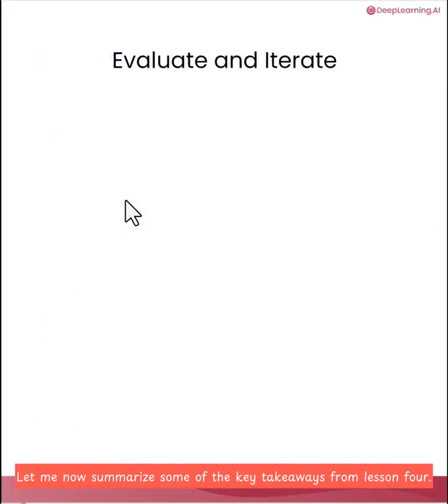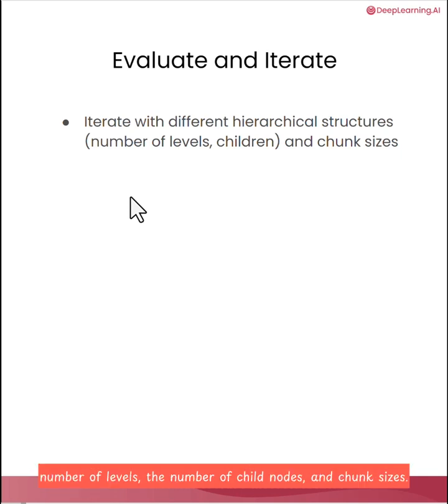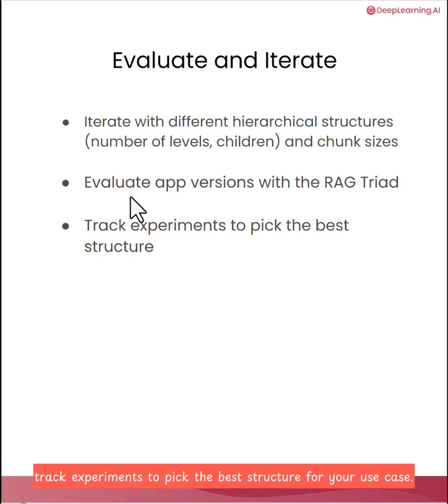Let me now summarize some of the key takeaways from lesson 4. We walked you through an approach to evaluate and iterate with the auto retrieval advanced RAG technique. And in particular, we showed you how to iterate with different hierarchical structures, the number of levels, the number of child nodes, and chunk sizes. And for these different app versions, you could evaluate them with the RAG Triad and track experiments to pick the best structure for your use case.